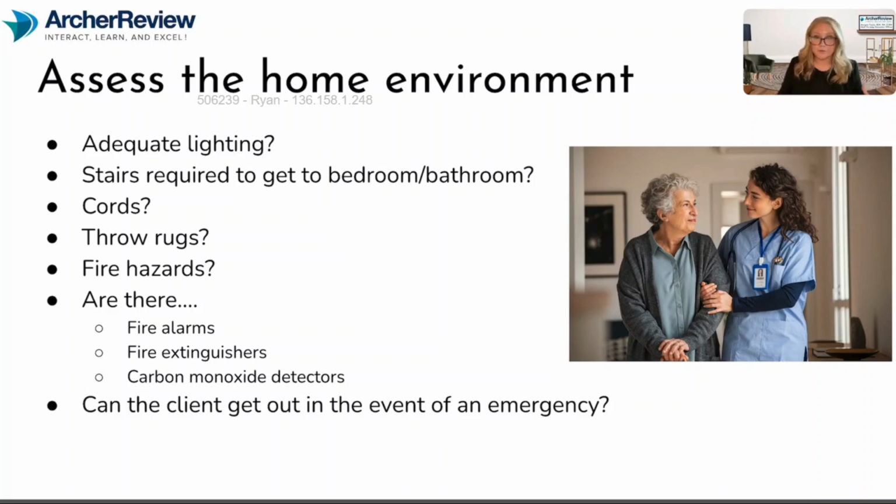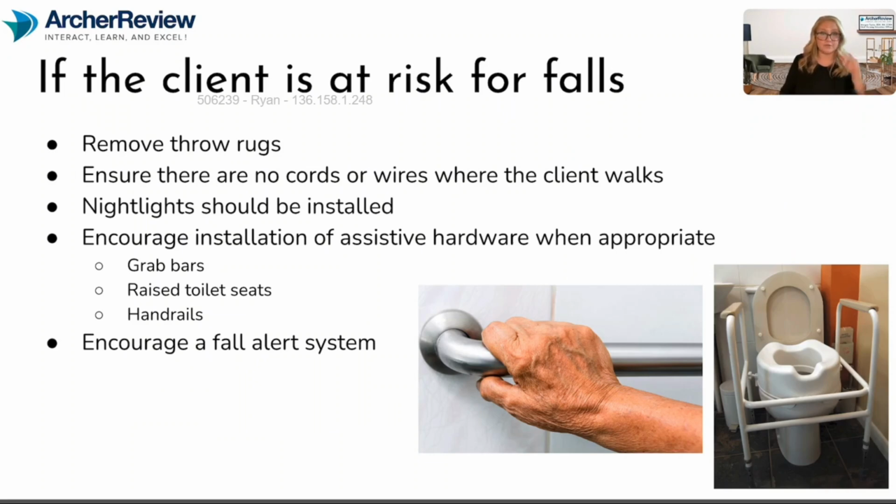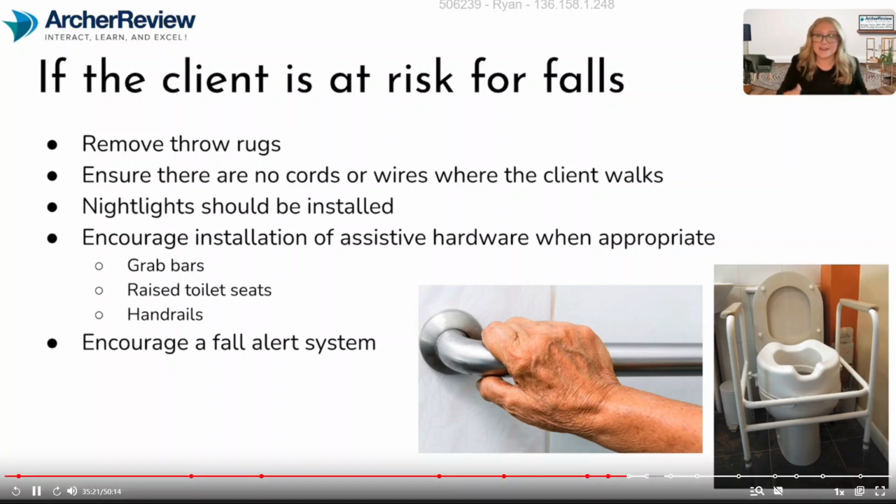to make it safe. So, if they are at risk for falls, first of all, I know you guys know this, but get rid of those dang throw rugs. They're going to trip over that. Make sure there's no cords or wires. Again, they're going to trip over that. We also want night lights. Assistive hardware can be very helpful, okay? Grab bars, raised toilet seats, handrails. This is going to help prevent a fall. We might even want to talk to them about a fall alert system so that if they do fall, they can get help more quickly.